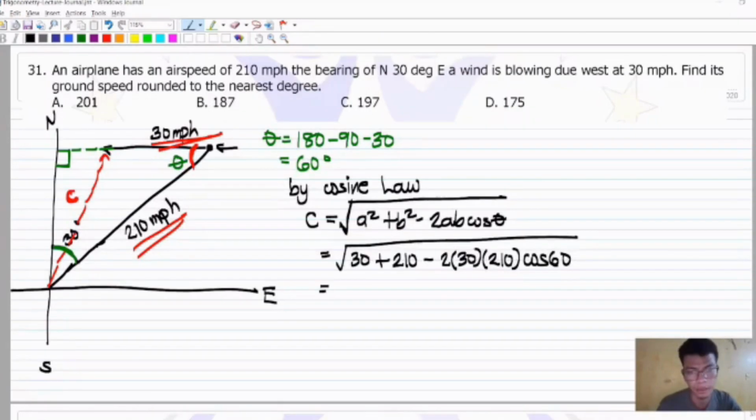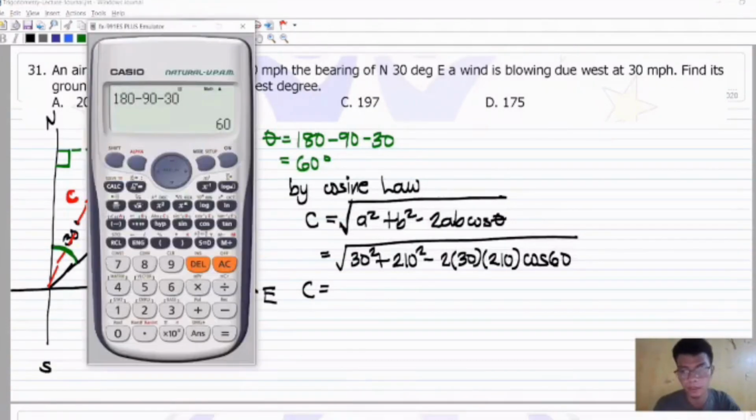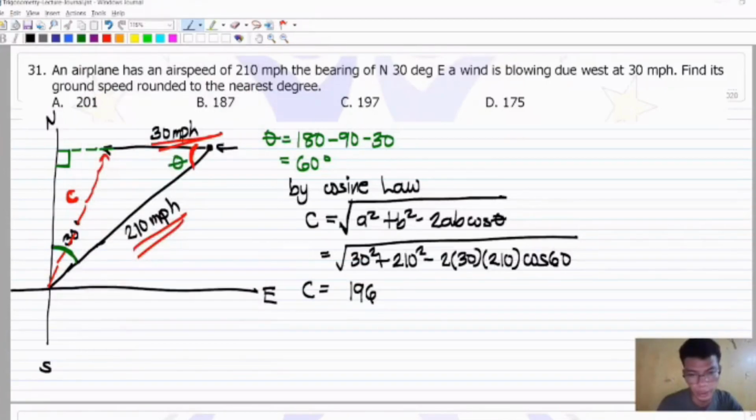So ito ang hinahanap nating answer in MPH. So kulang tayo ng square. 30 square and then 210 square. Square root of 30 square plus 210 square minus 2 times 30 times 210 times cosine 60. And the answer is 196.72 mph. And the answer is letter C.